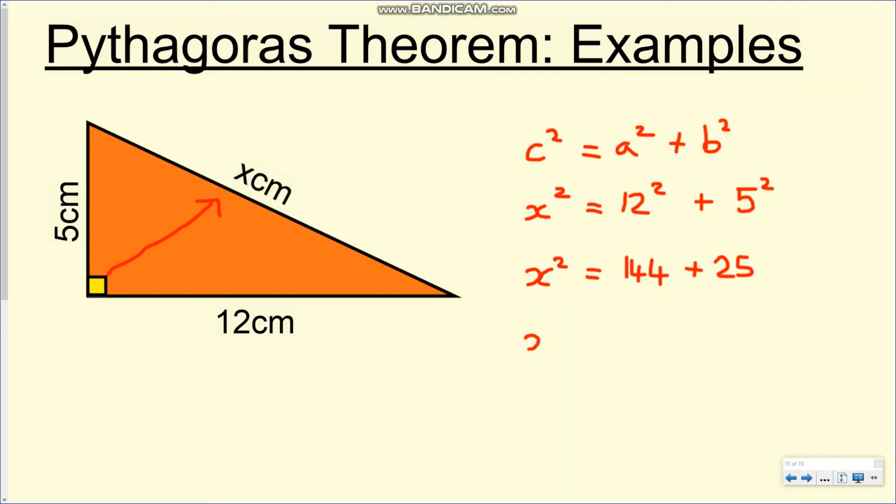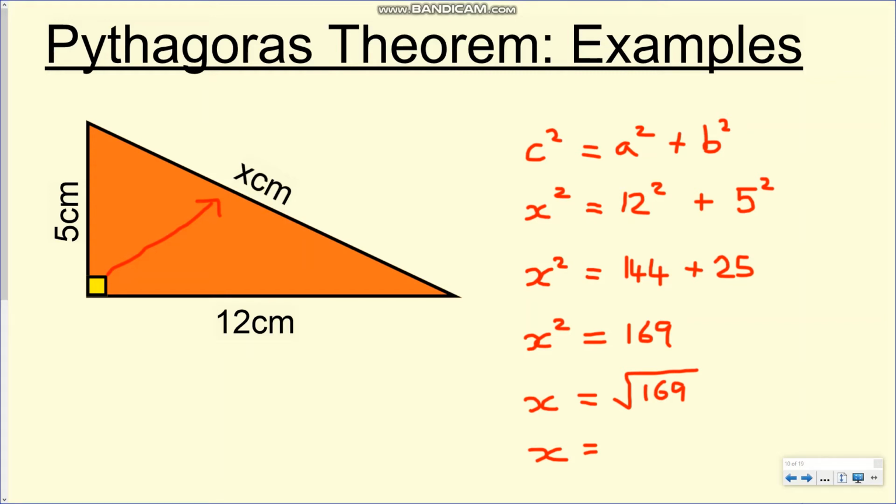The next thing I'm going to do is add my square numbers together. So 144 add on 25 gives me 169. And then to finish this off, to find what x is, my missing side, I'm going to have to find the square root, because the opposite of squaring is square rooting. So if I have x squared, to find out x's length, I'm going to have to undo that squared by square rooting. Again, that's something we went over when we did changing the subject of a formula. So to finish this off, I'm going to do the square root of 169.